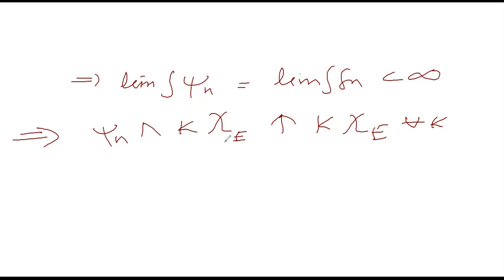Now if x is not in E, then this will be 0, and this is a non-negative number because psi_n is non-negative. So what's the meet? The meet will be 0.